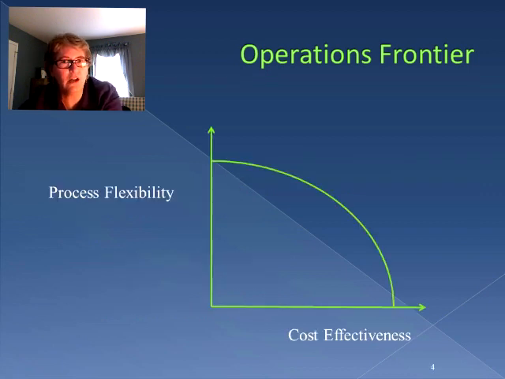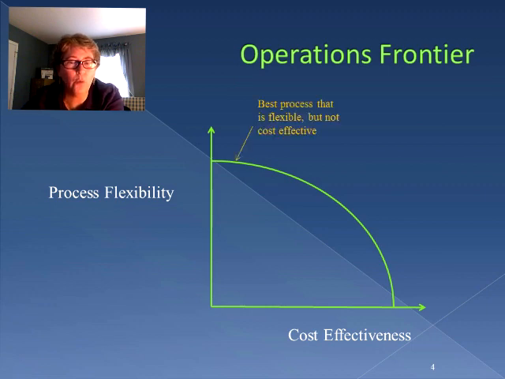The frontier is characterized by an x-axis and a y-axis, with an attribute or a competency on each one. In this case, we're going to compare process flexibility, which is on the y-axis, with cost effectiveness on the x-axis. There's a curved line that represents the frontier. Along that curved line, you see that there are trade-offs. If you're very high in flexibility, you're going to be very low in your cost effectiveness. If you're going to be very high in your cost effectiveness, you're going to be low in the process flexibility.